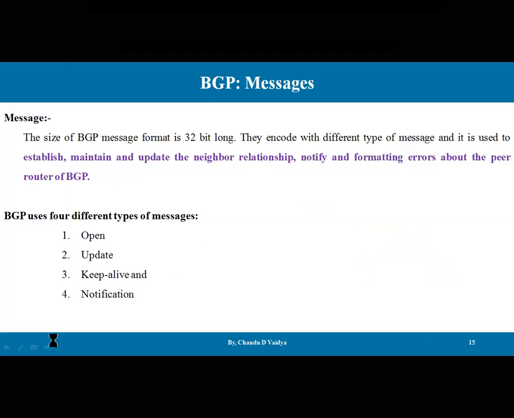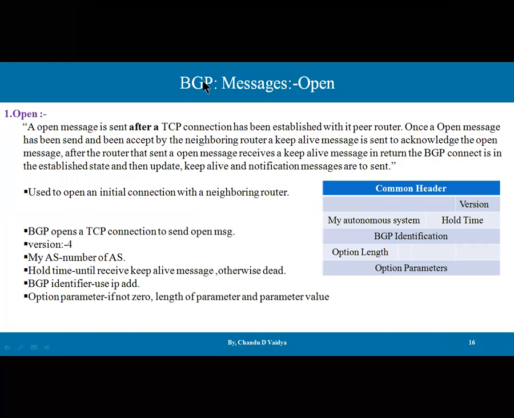The very first message we have, guys, is the open message. The open message is used to open an initial connection with the neighboring routers. If I have a router over here and a router over here, the very first connection is to be established via the open message. The open message is sent after the TCP connection has been established with the peer routers. So the connection is established via the TCP protocol, then the open message is sent.